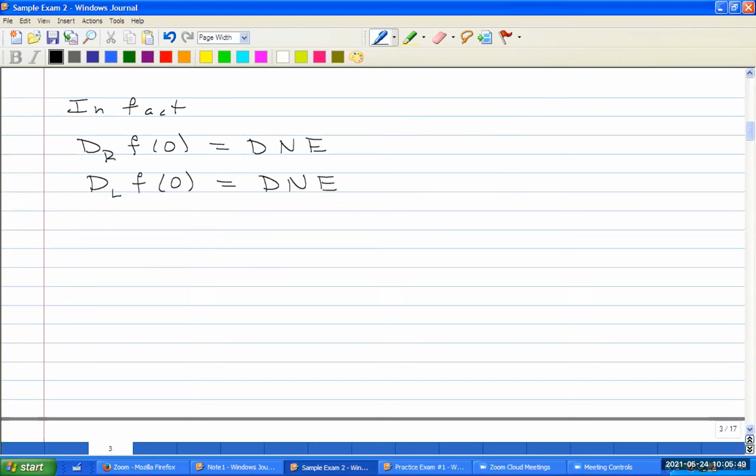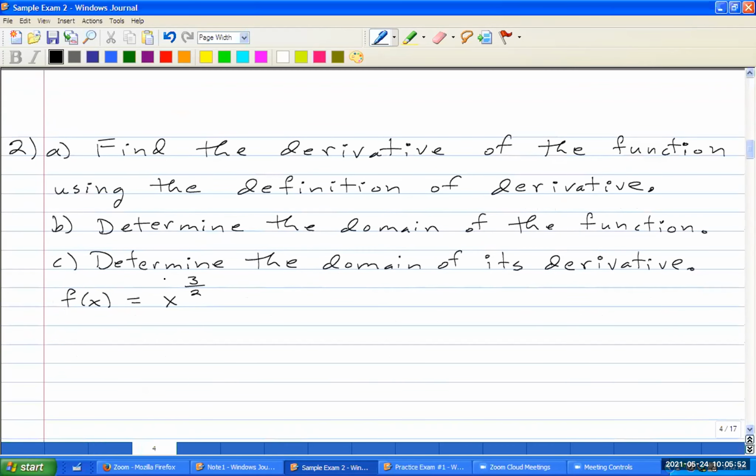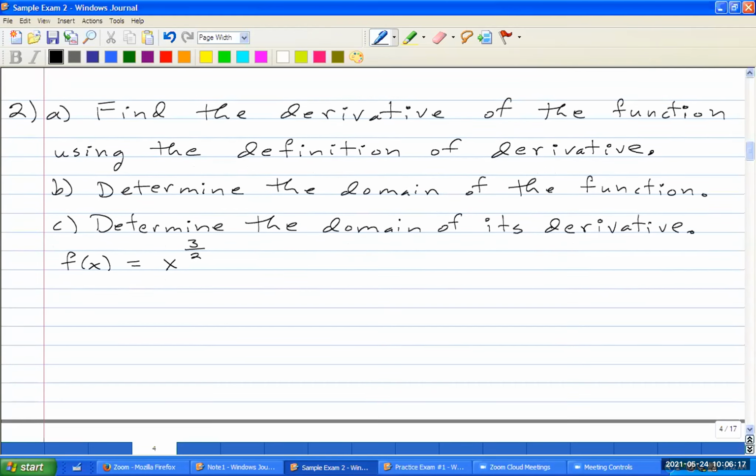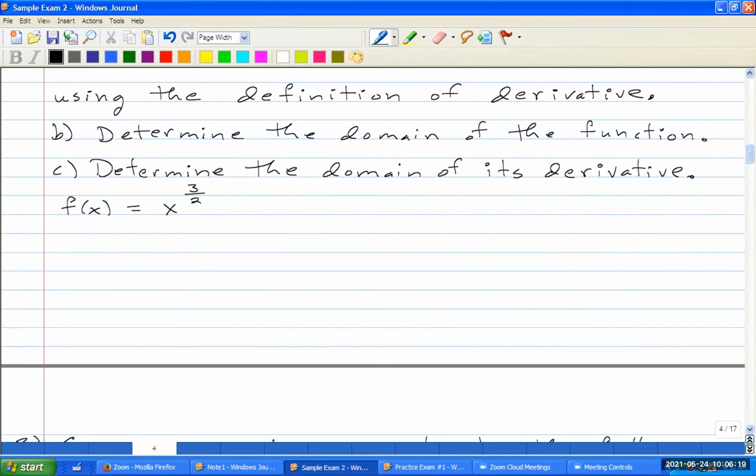Okay, let me do problem number 2. A, find the derivative of the function using the limit definition of the derivative. B, determine the domain of the function. C, determine the domain of its derivative. Okay, so let's do that. So do part A. I need at least 1 or 2 pages here.